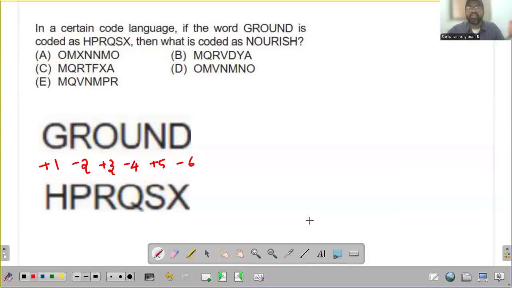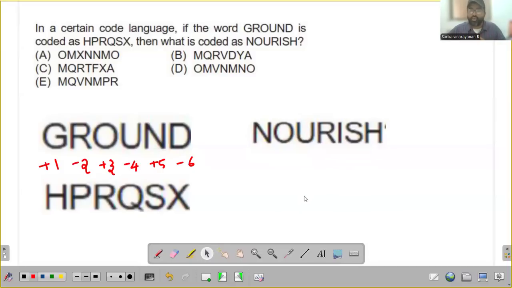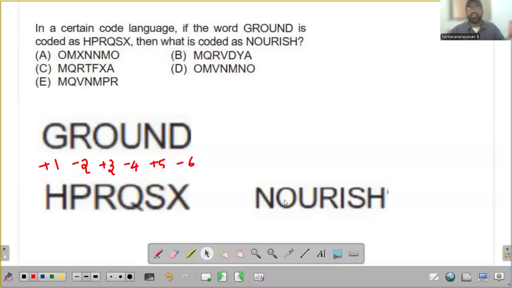But the question that they are asking you is, what is coded as nourish? They are not asking you what will happen if you are going to apply it for nourish. They are asking you what is coded as nourish. So nourish is coming here. So you can consider the reverse logic is what you should do. So it will be minus 1 plus 2 minus 3 plus 4. Okay.